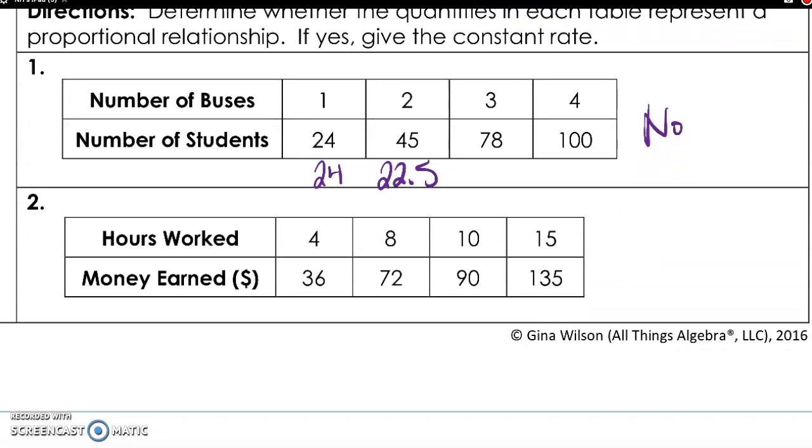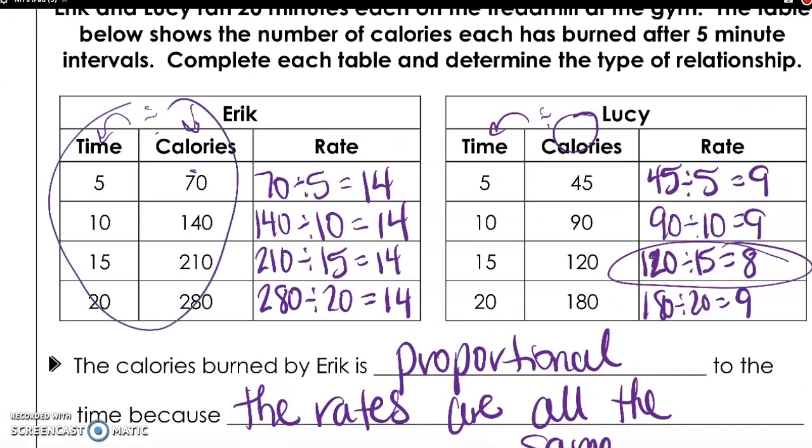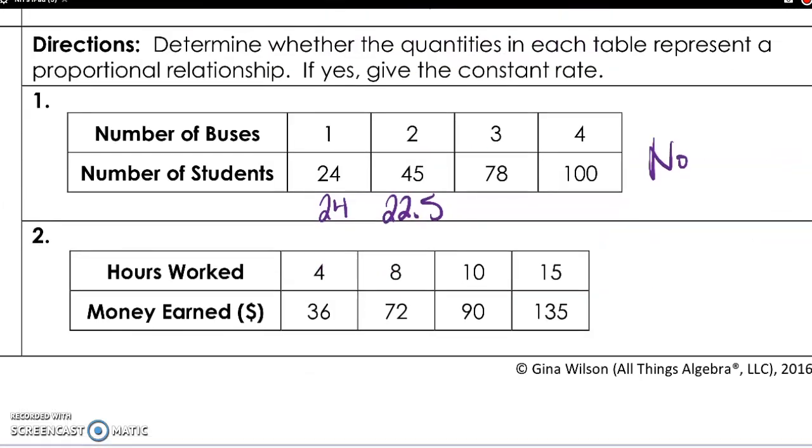Number 2, hours worked versus money. You would say dollars per hour, not hours per dollar. So as you can see, if your table is left and right, like up here, you're going to take the right one divided by the left one. If your table is up and down, like this one, or going across, you're going to take the bottom one divided by the top one.